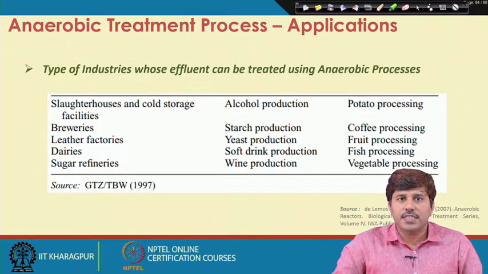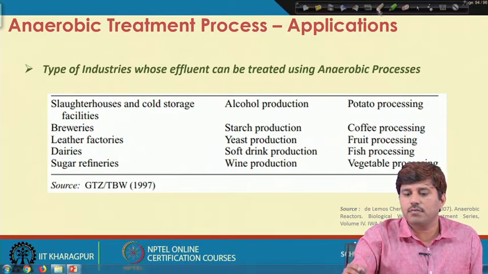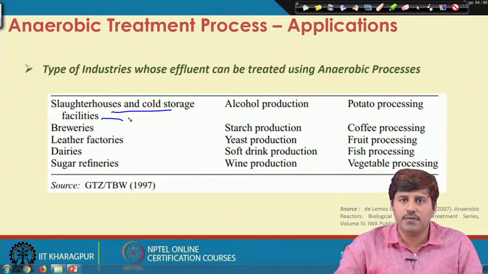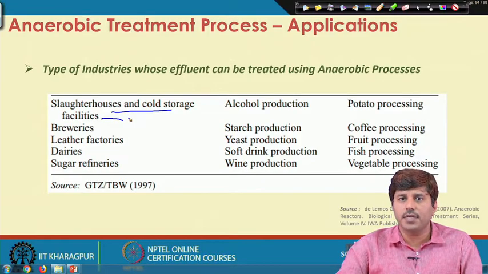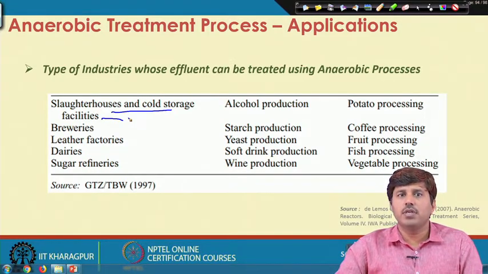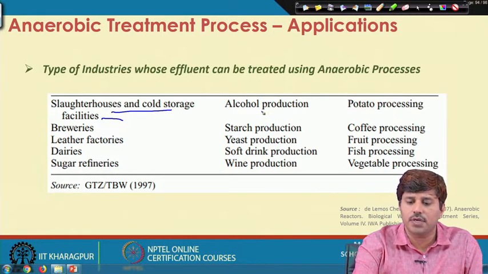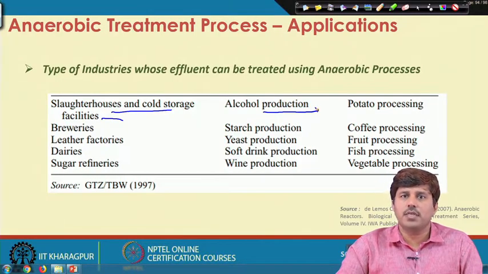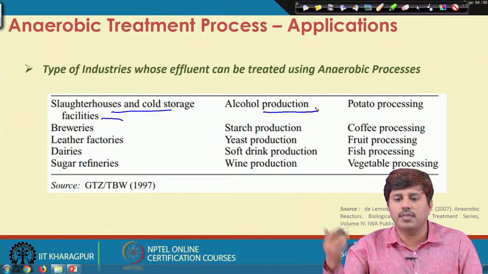Now, if we see the various types of industries whose effluent can be treated using anaerobic processes, there are slaughterhouses and cold storage. So, all such effluents have relatively less recalcitrant compounds and more biodegradable organic matter. So, very high COD with biodegradable products, like alcohol production. The alcohol production industry releases a lot of COD, 20,000, 30,000, 40,000, even at times higher than that.